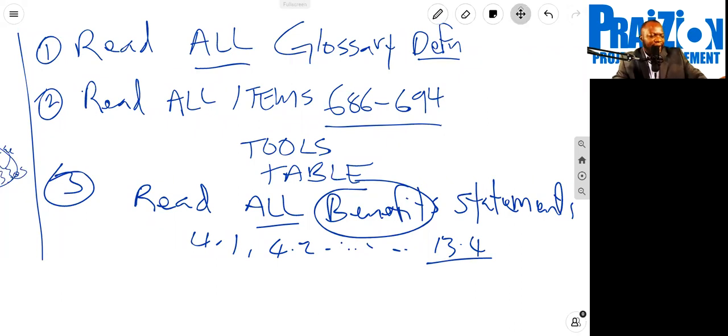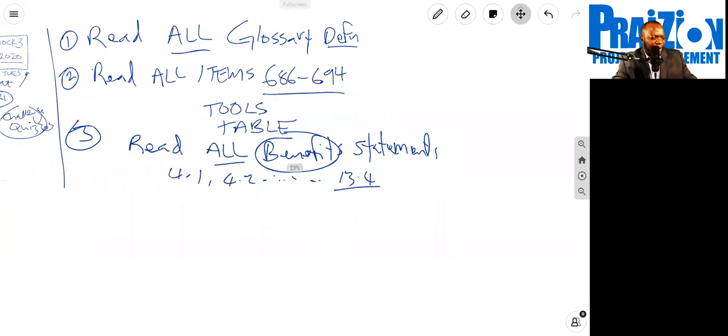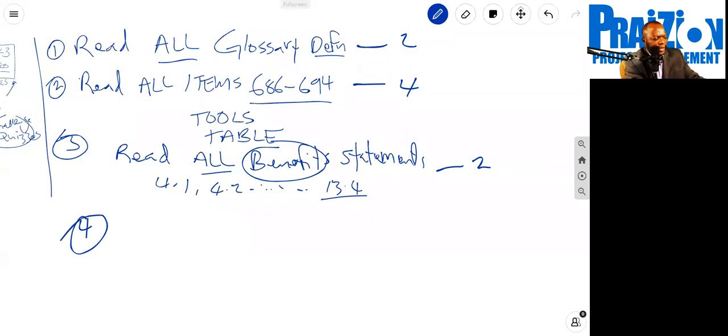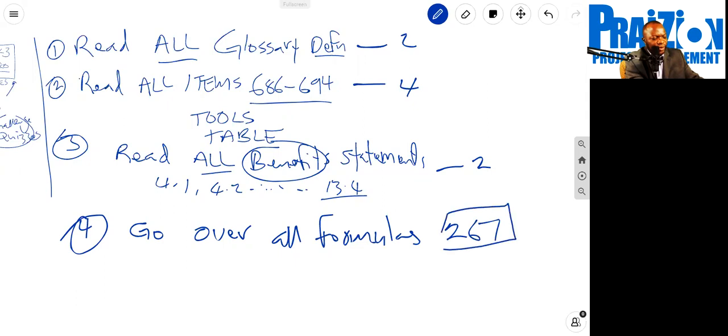So these actions I'm giving you are roughly 2 hours apiece. I would say read all the glossary definitions, 2 hours. Read all the items in the book, I'll put that at about 4 hours. Read all the benefit statements, I'll put that at about 2 hours max. I would also say go over all the formulas on page 267 just to make sure you got them all down.